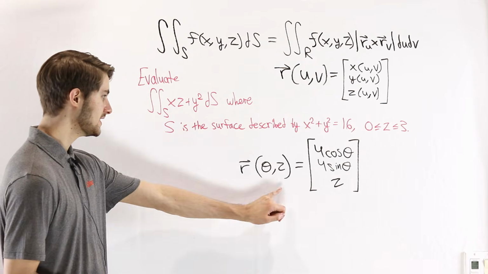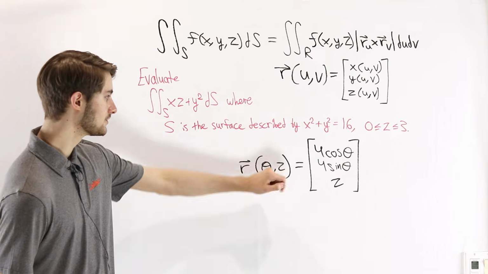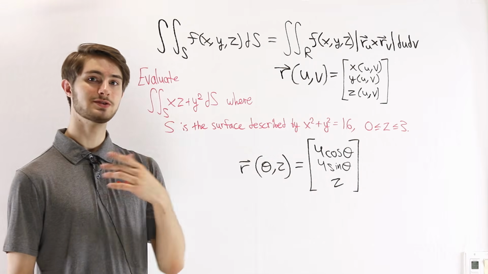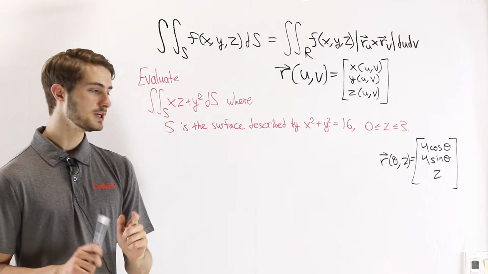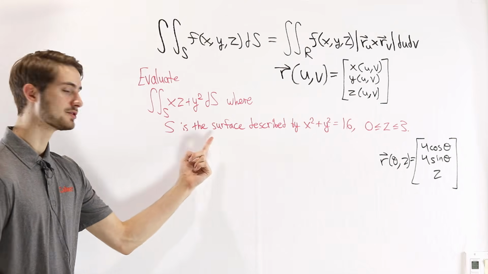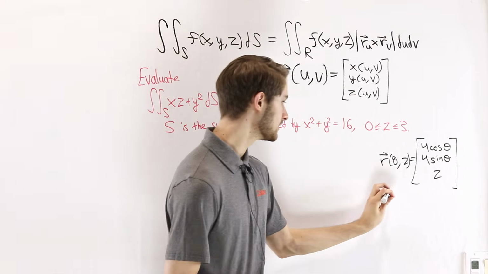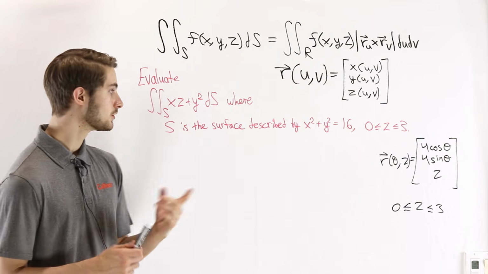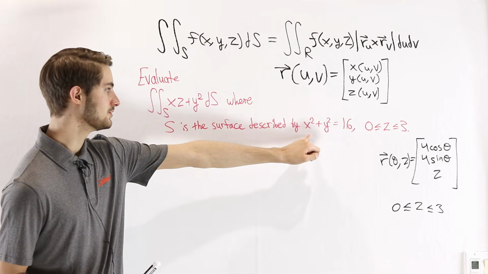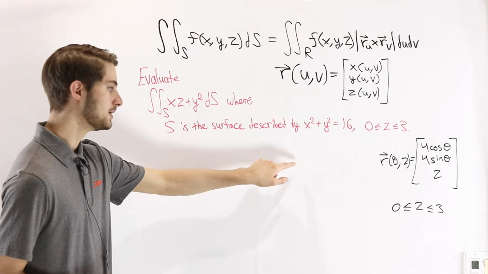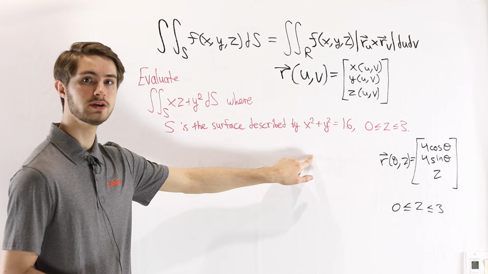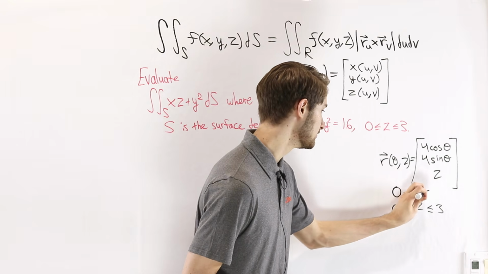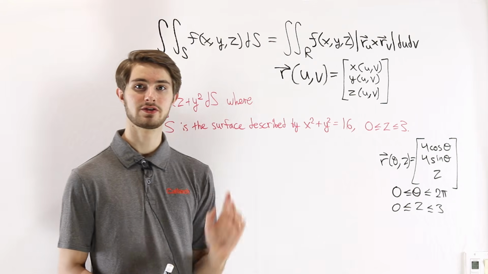And we can use the parametrization here, r of theta, z equals our x value 4 cosine theta, our y value 4 sine theta, and our z value just being the variable z. We also need to think about the range of values of theta and z that give us this surface. For the z values, it's pretty clear that we're going to have z between 0 and 3. For theta, remember that this surface has all of the values with x squared plus y squared equals 16, meaning we're going to go all the way around the circle. And one full revolution of a circle is values of theta between 0 and 2 pi. So that's going to be the range for our theta variable.